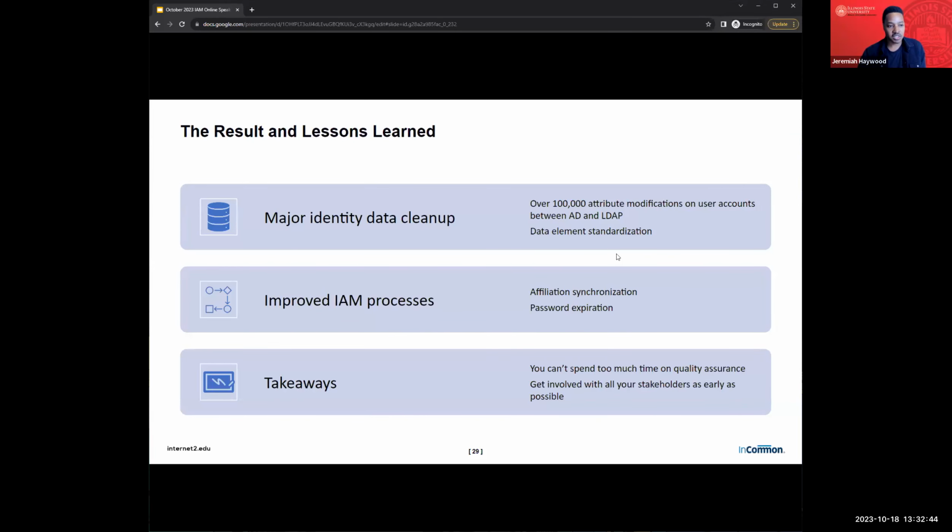So some results and lessons learned from our implementation. When we went live, we had some major identity data cleanup, over 100,000 attribute modifications across the directories. So that was a lot of stale data that was out there, standardization that we put in place for different elements and fields. So we had a lot of data cleanup that happened when we went live with Midpoint. And we were also able to improve some IAM processes. One of the biggest ones being our affiliation synchronization process.